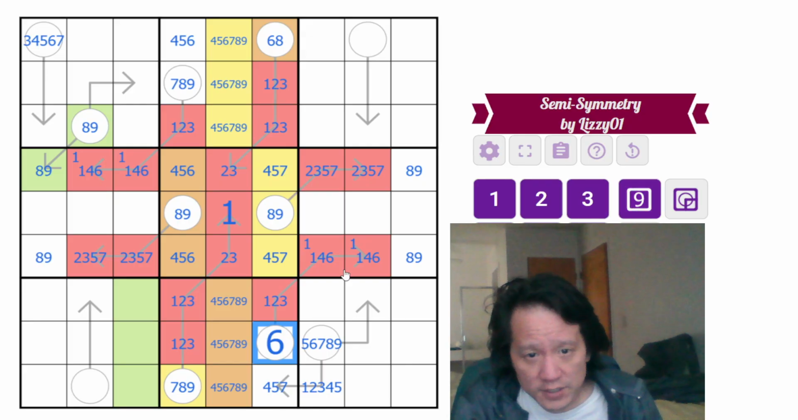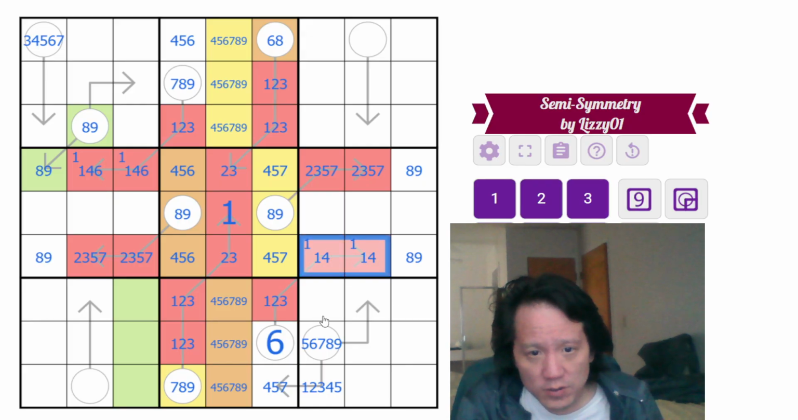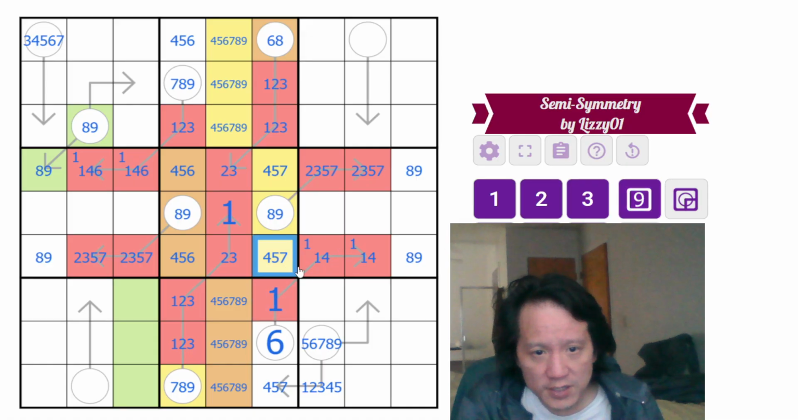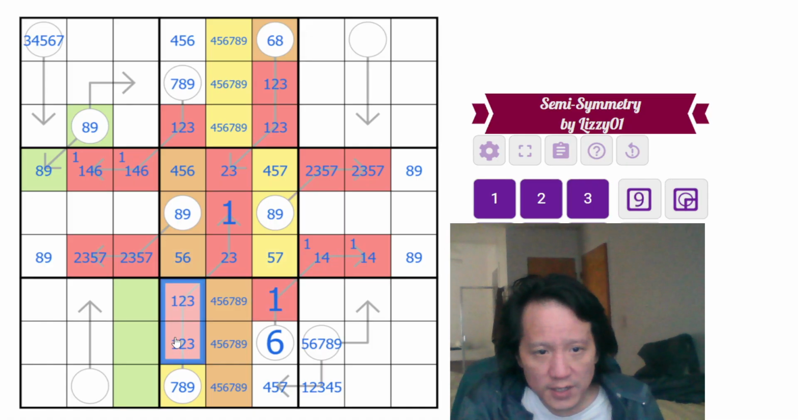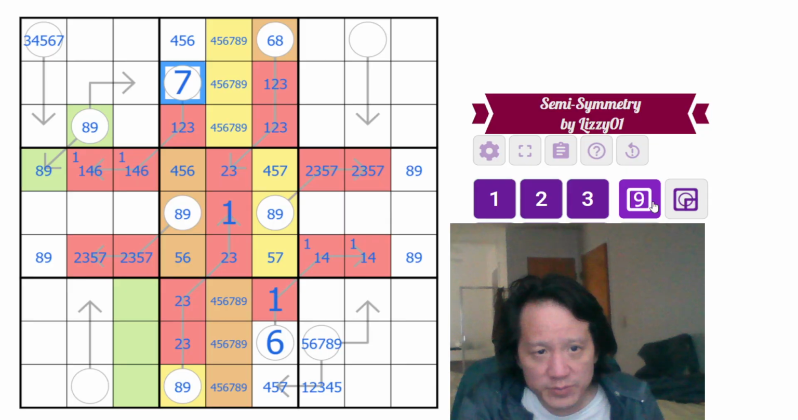So if this is 6, this has to be 1 and 4. This has to be 1. So these can't be 4. This can't be 1. This is 2 and 3. So this adds up to 5. And so this can't be 7, 8. This has to be 7.